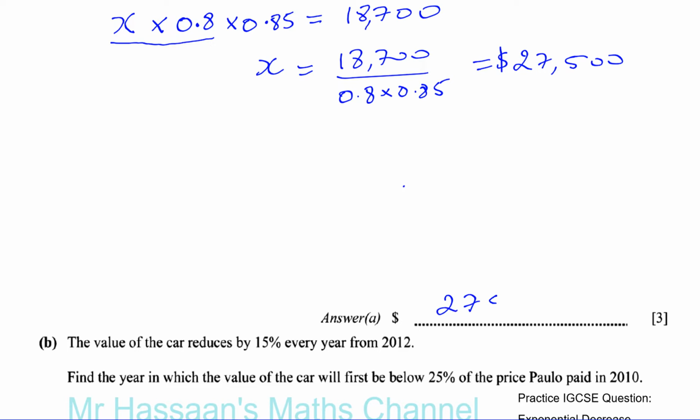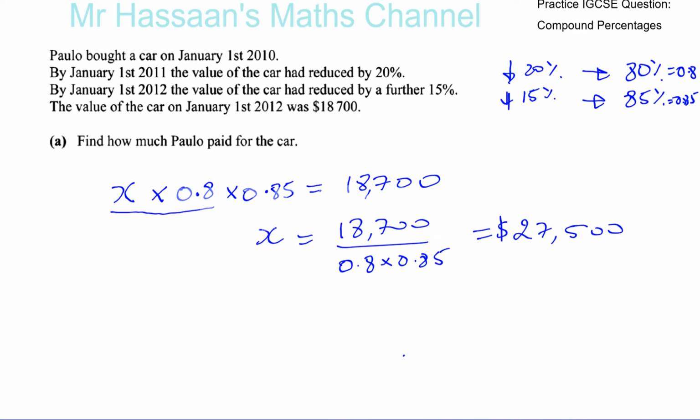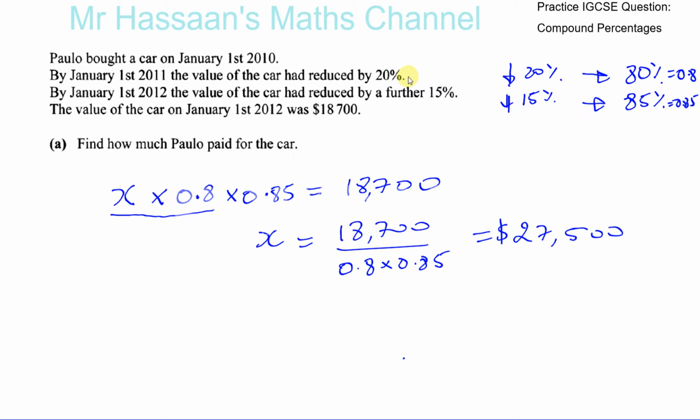That's like compound percentages, reducing by a certain percentage. Normally it says it reduces by 20% each year, so you say times 0.8 times 0.8, or 0.8 squared. But here it's reducing by a different percentage in the second year, so that's why you deal with it in this way.